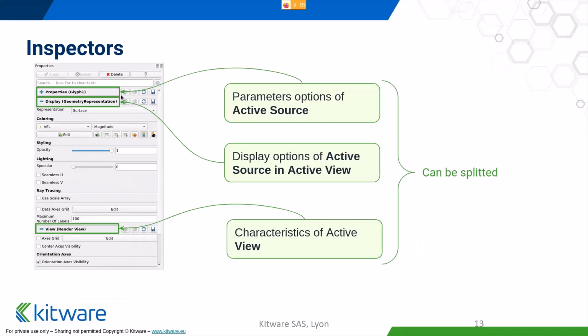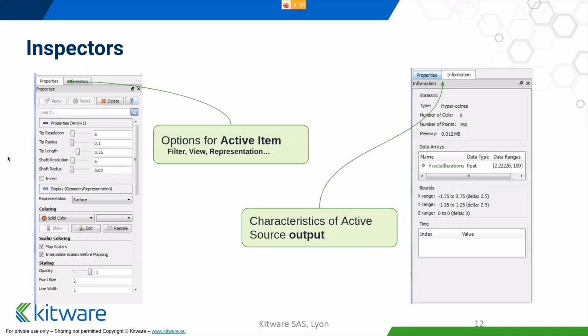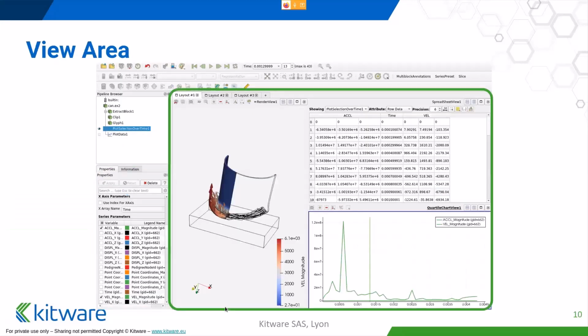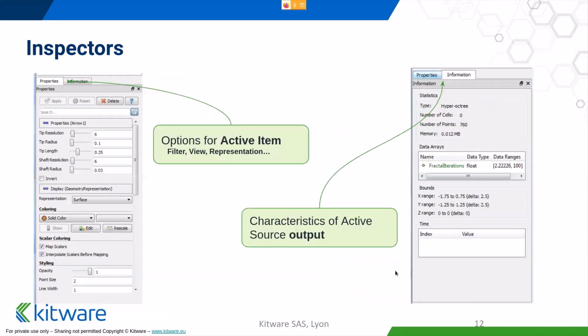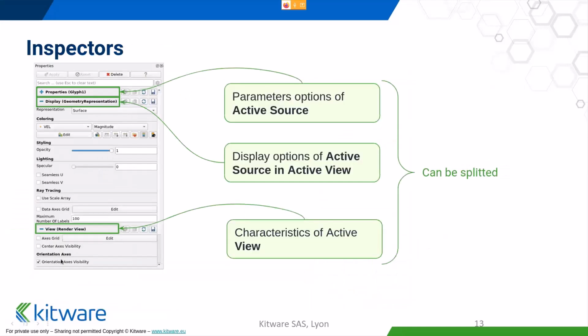So as I said, the properties panel contains properties about the source, but also the view and the active source in the active view. There is a concept of active source, which I already explained before, but there is also a concept of active view. As we can see here in the views area, one of the views is also highlighted in blue. That means that this view is also active. So here you have the properties of the active view, and here you have the properties of the active source being shown in the active view, the representation property.